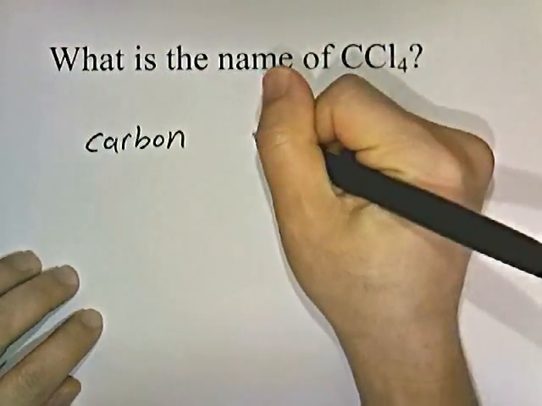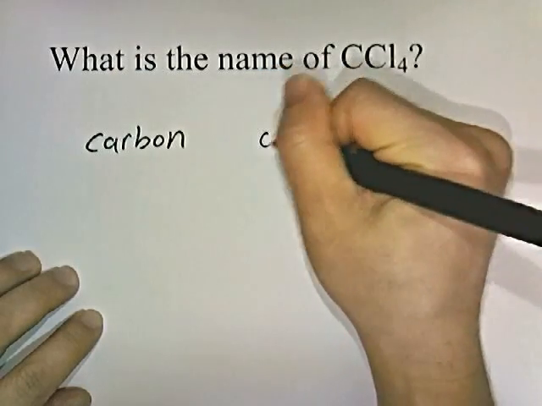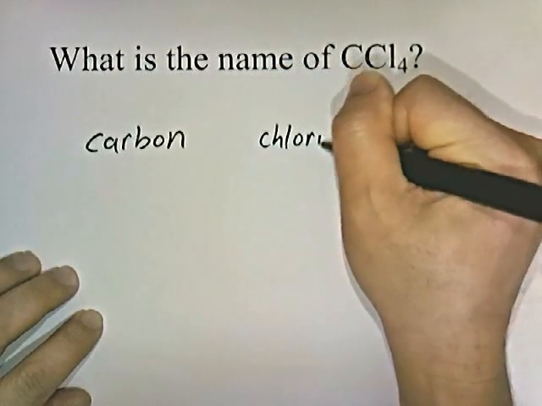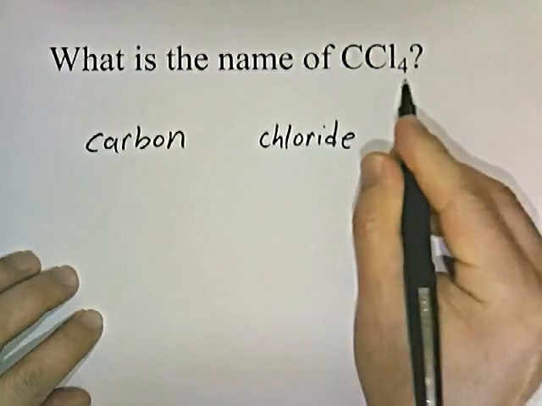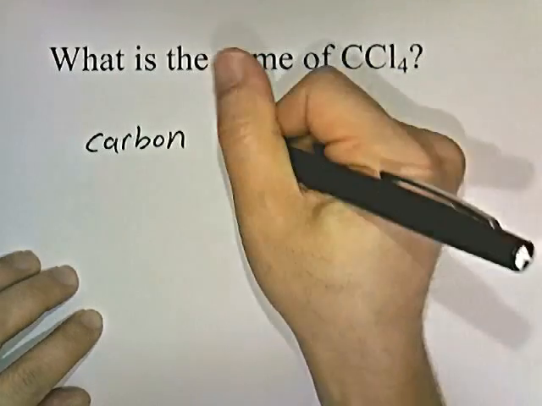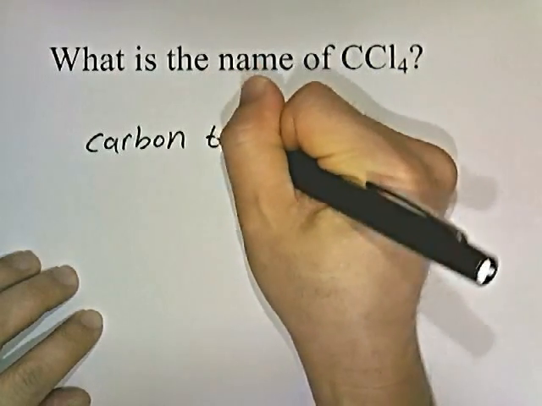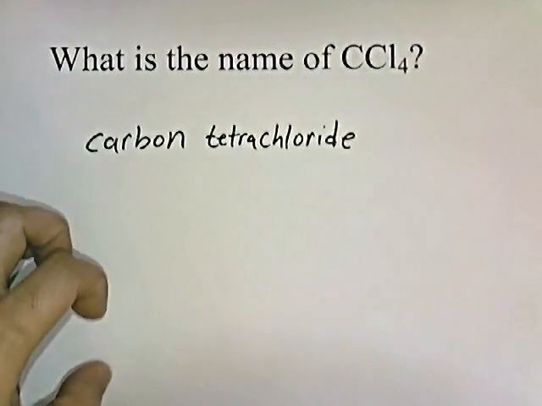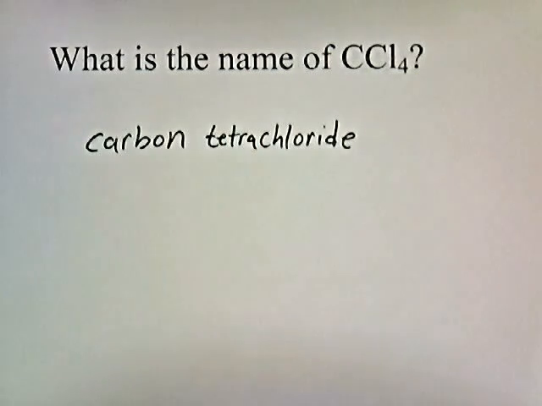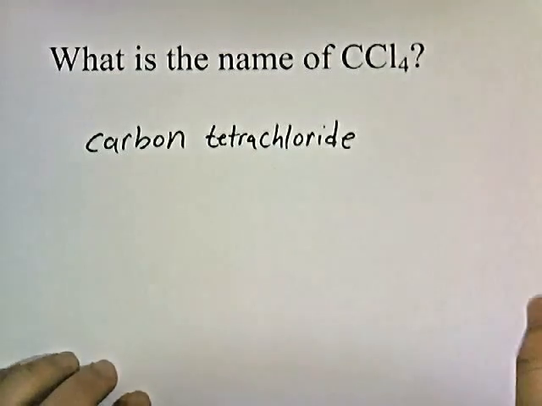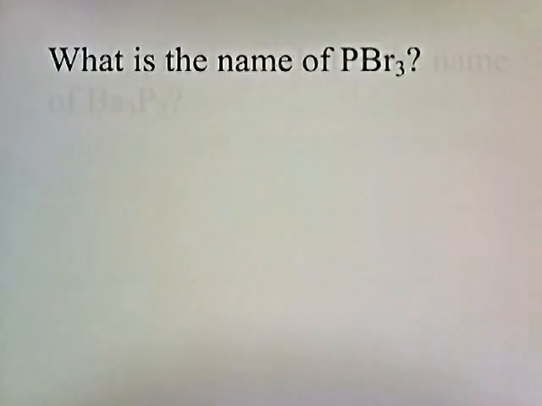Cl is chlorine, so we'll call it chloride. 4 chlorines, so it'll be tetrachloride, carbon tetrachloride. Carbon tetrachloride used to be used to get out stains in the old days, in the 1940s, until they found out that it was cancerous, so you can't buy it anymore.